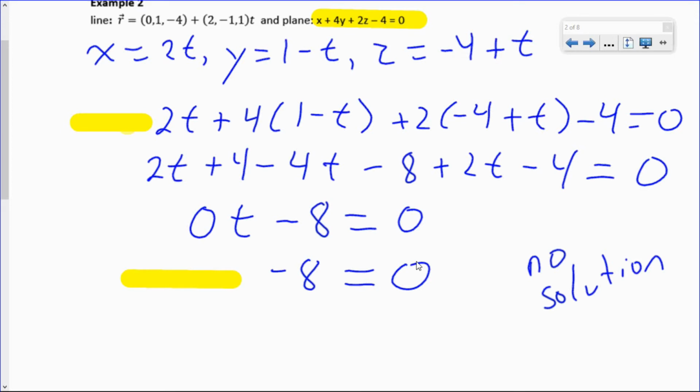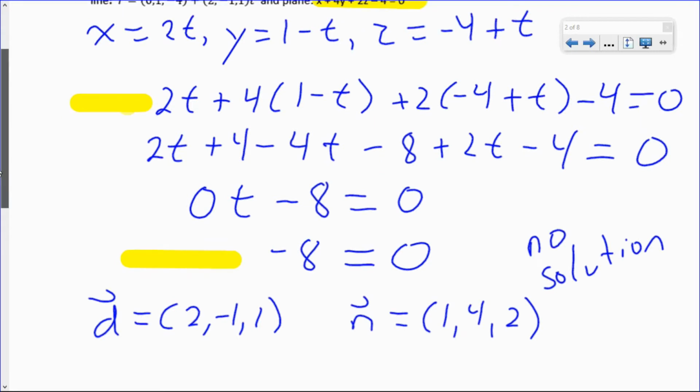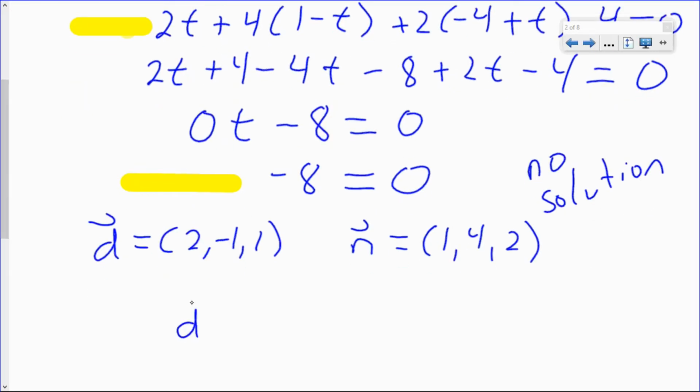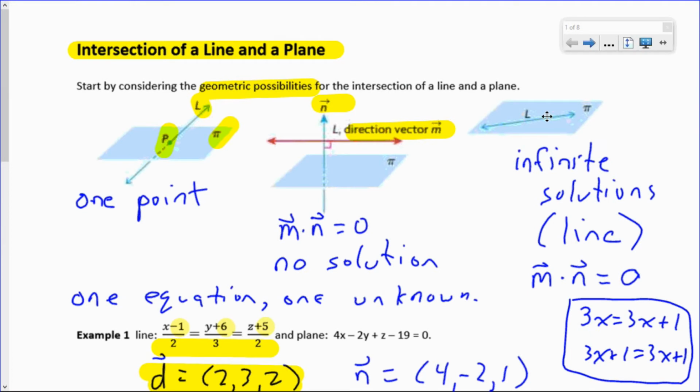And sure enough, the line has a direction vector equal to 2, negative 1, 1. The plane has a normal that's 1, 4, 2. If instead of jumping into the algebra I'd thought about the geometry, I would have realized that when you dot these, you do in fact get 0. 2 minus 4 is negative 2, plus 2 gives you 0, which means that the direction vector and the normal are perpendicular. It means that the plane and the line are actually parallel, and we have this middle case up here.